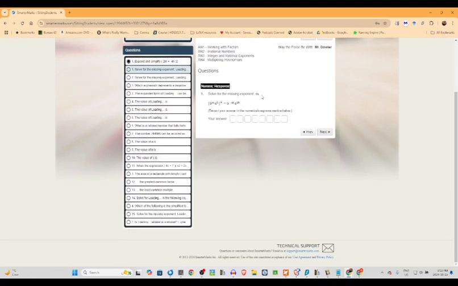Next, we want to solve for the missing exponent m. Well, we know that 5 times 4 is 20. No issues there. So m times 4 has to be a negative 48. That can only happen if m is negative 12. We just take a negative 48 divided by 4.